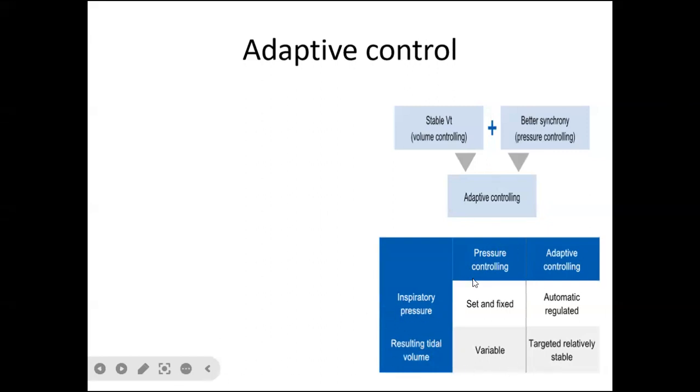So the main difference between pressure control and adaptive controlling is this. Here in pressure control, you set the pressure, it is fixed for every breath. It is not going to alter. If you set a pressure of 20, it is going to deliver 20 pressure for every breath. It's not going to change it. But in adaptive controlling, it's going to be regulated. In each breath, what you're controlling is pressure only, but how much pressure you deliver will be controlled by the ventilator.